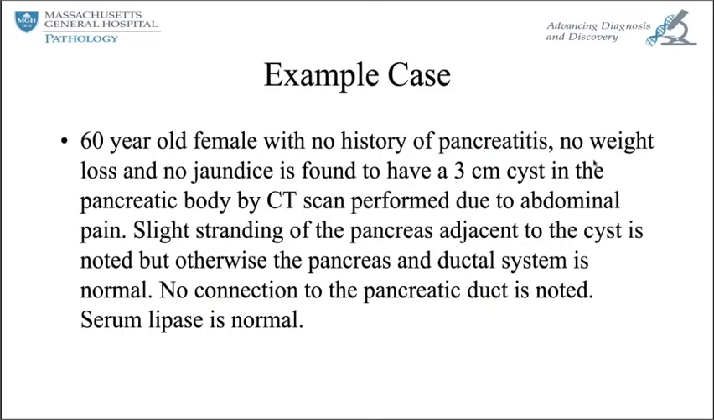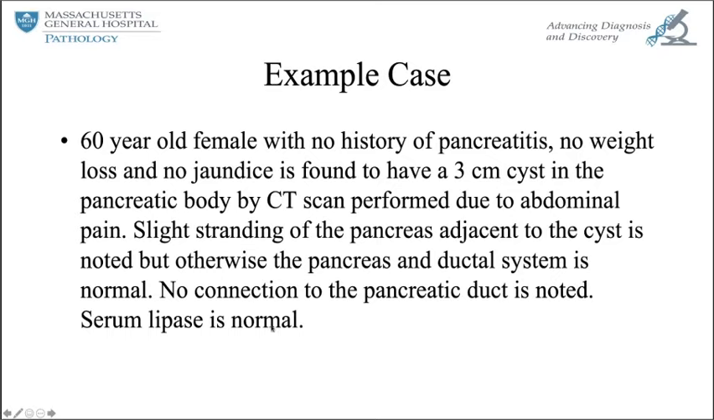So to finish up, I'm going to just go over one example case. So a 60-year-old female with no history of pancreatitis, important, no weight loss, no jaundice, is found to have a 3-centimeter cyst in the body location by CT scan performed due to abdominal pain. So symptoms. Slight stranding of the pancreas adjacent to the cyst is noted, but otherwise the pancreas and ductal system is normal. Stranding can indicate pancreatitis, but the patient has no history of pancreatitis. No connection to the pancreatic duct is noted.